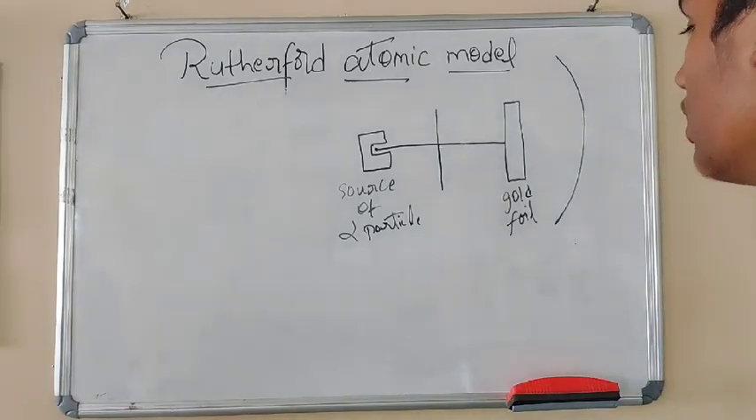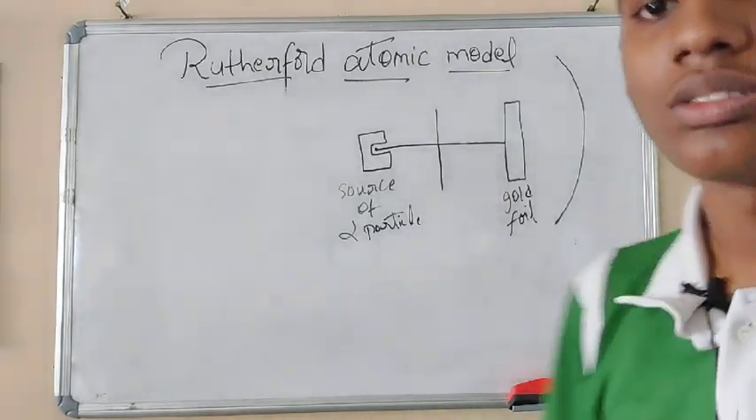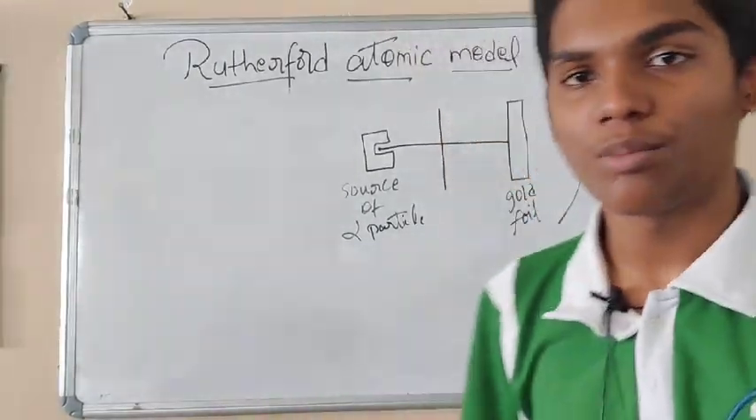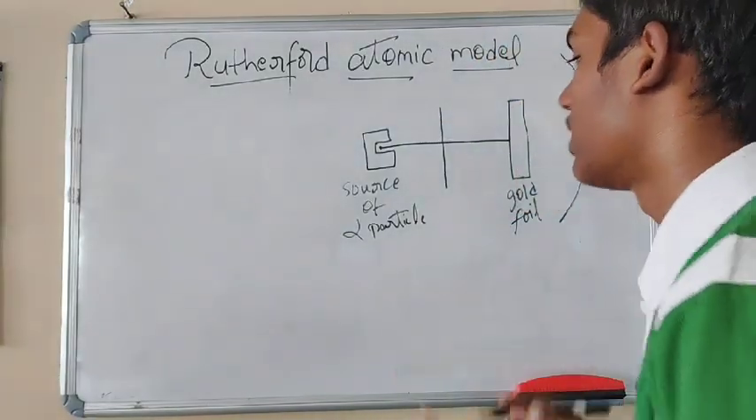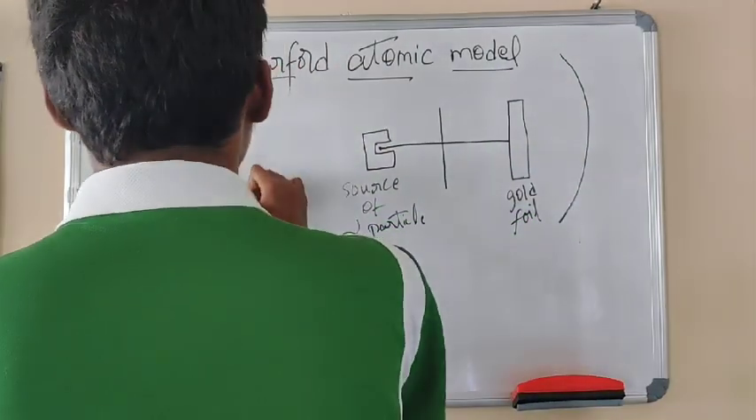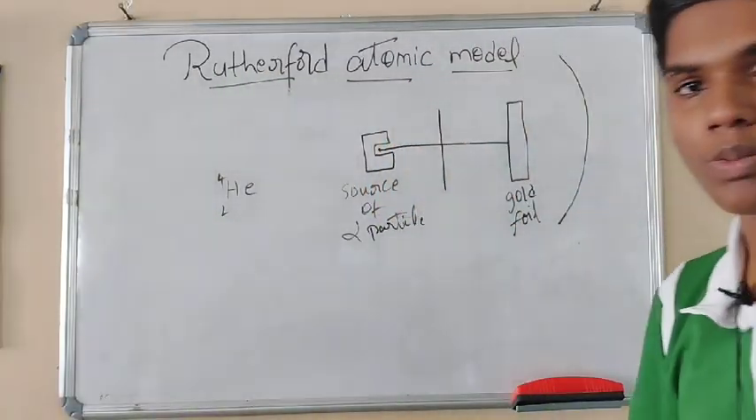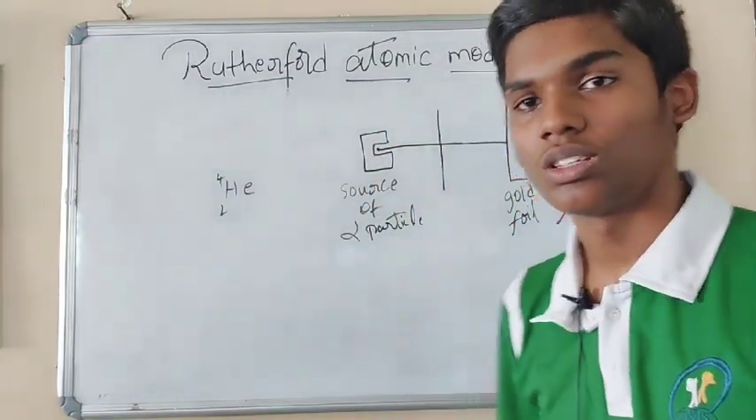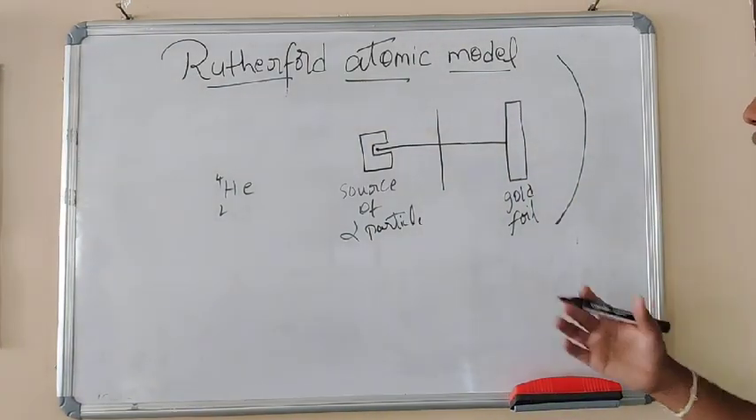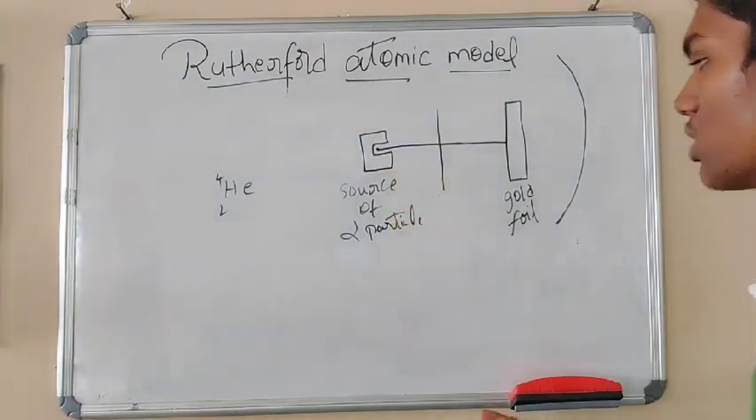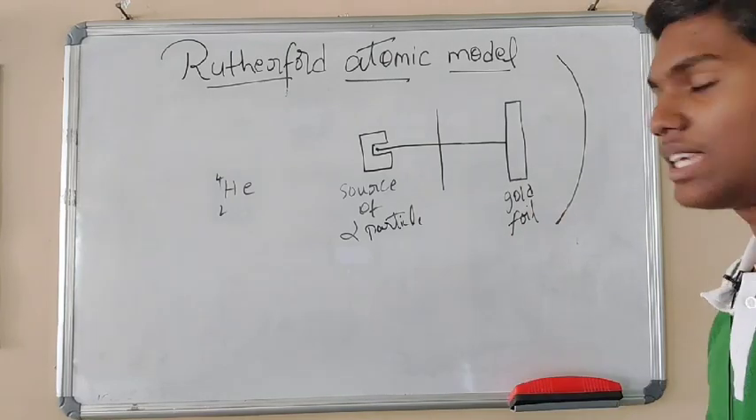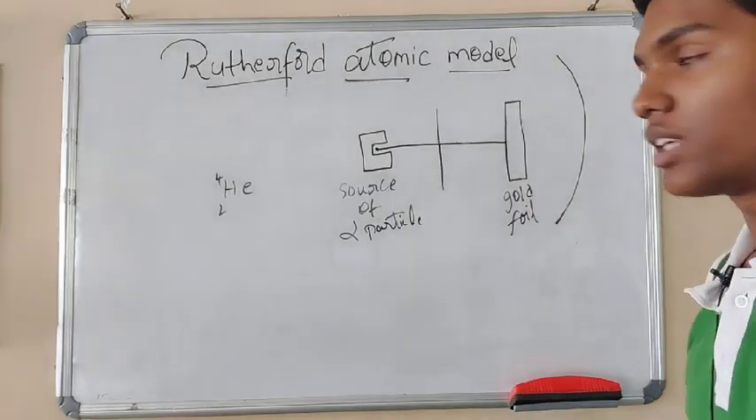Now, an example of an alpha particle is helium. Helium, the charge is 2 plus and atomic mass is 4. Now he took the source of alpha particles, and with this he passed the alpha particles.